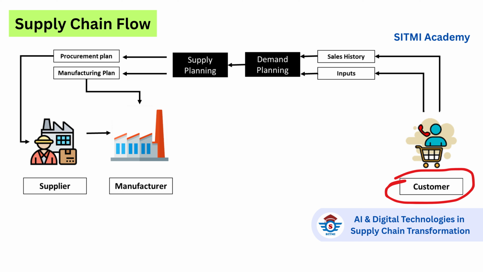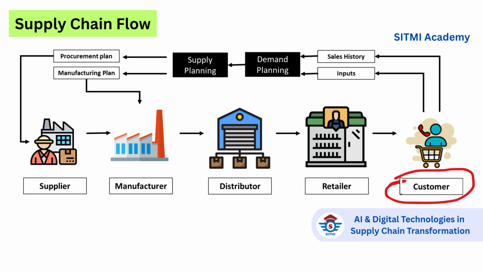The manufacturing plan, also called the build plan, defines which products should be manufactured, in what quantity, and at what time. From here, the flow moves forward. The procurement plan is shared with suppliers in the form of purchase orders. The manufacturing plan is sent to the production department, which starts building products once raw materials arrive. After production, the products are distributed through warehouses and transportation networks to different partners like wholesalers and distributors. Finally, products reach retailers, and from there, they are available to the end customer. This, in short, is how a supply chain flows step by step.